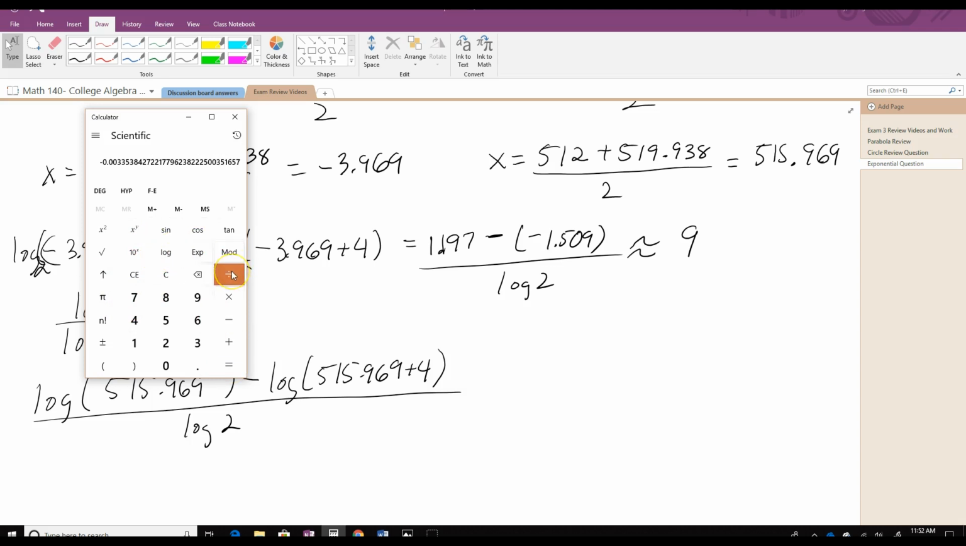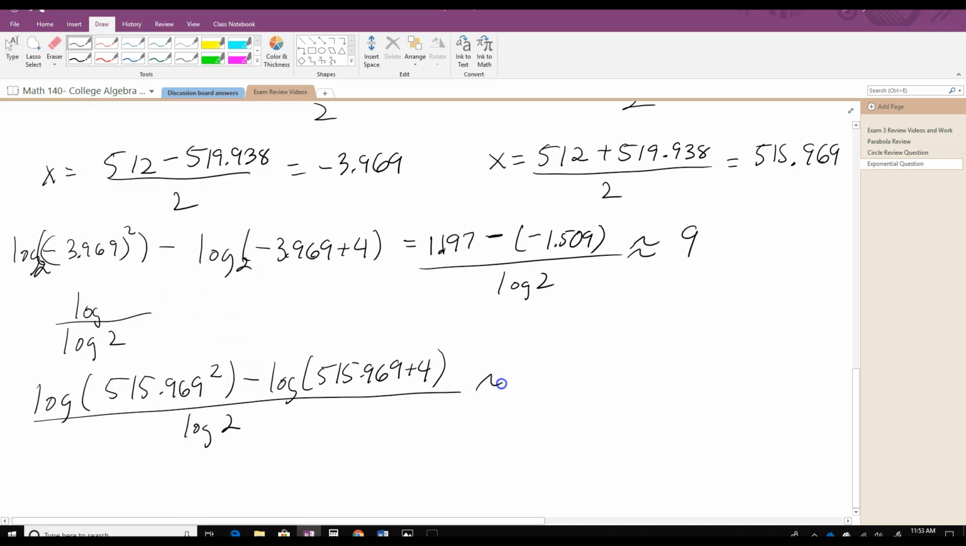And then I'm going to divide through. Excuse me, that's 515.969, okay, squared. And then we'll take the log of that. And then there'll be minus 519.969 logarithm. Then we'll divide that through by log 2. And that is also approximately 9.